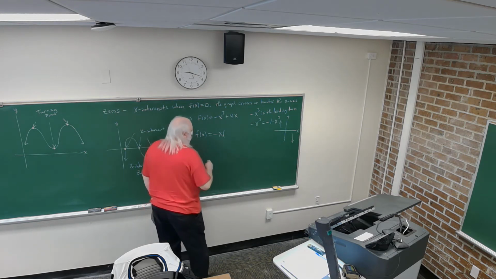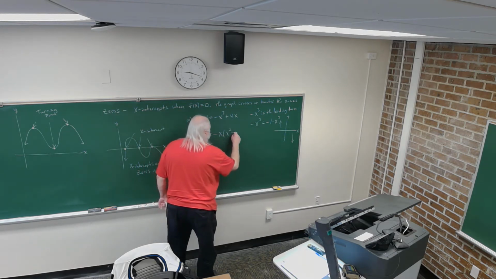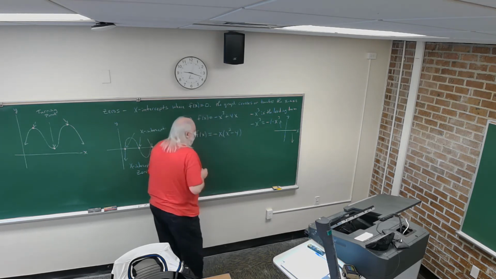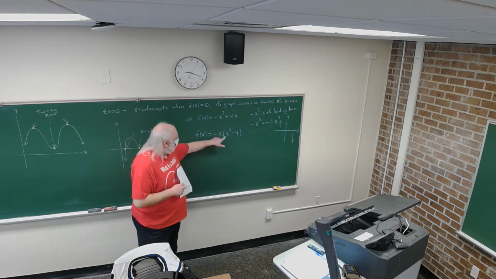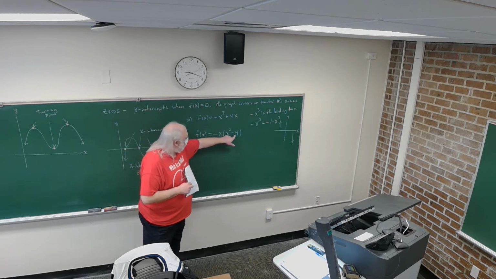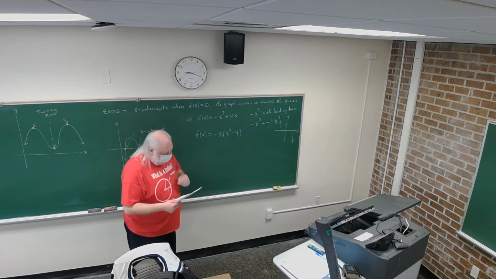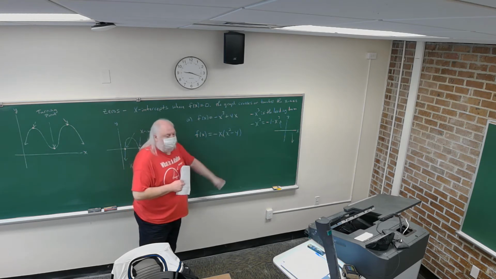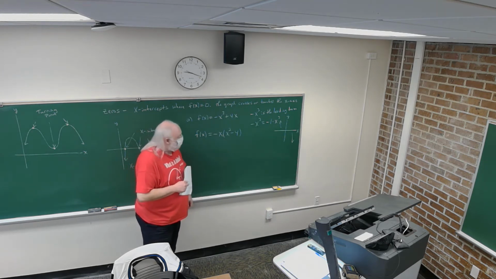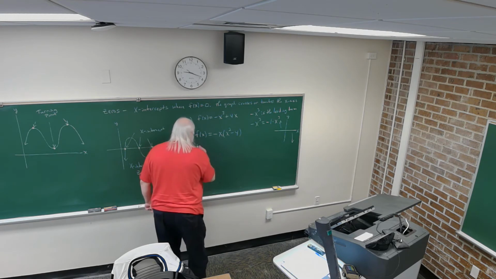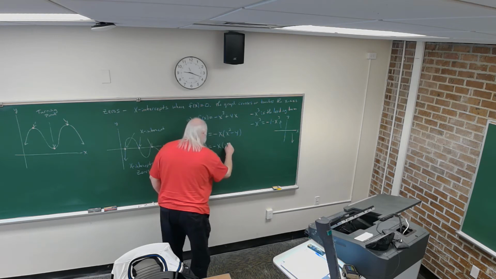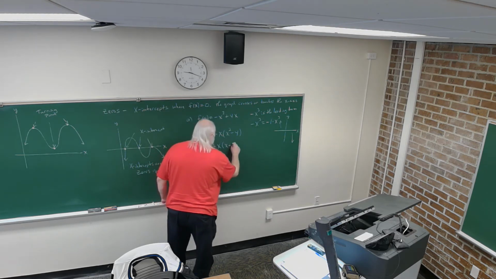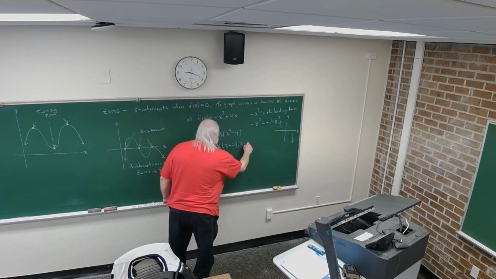And when we do that, we have minus x times x squared minus 4 in parentheses. Minus x times x squared is minus x cubed. And minus x times minus 4 is plus 4x. And now you can see x squared minus 4 is a difference of squares. It factors into x plus 2 times x minus 2.